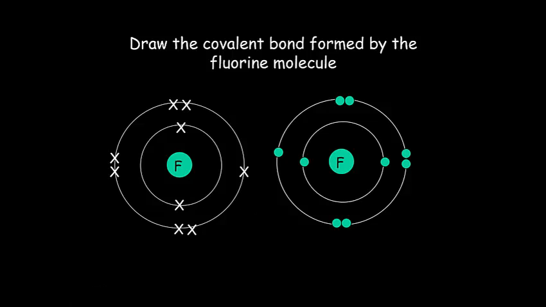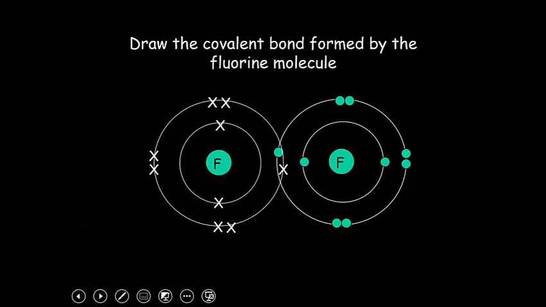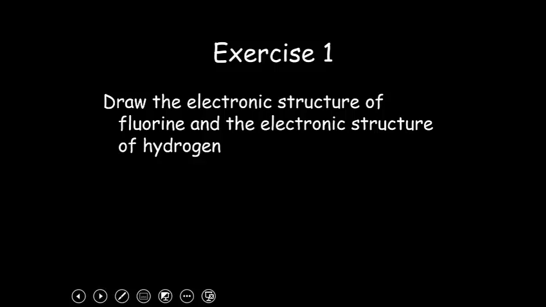If we wanted to draw the bond formed by the fluorine molecule, well, fluorine is F2, so we start with 2 fluorines, and then they're going to come together to fill that gap in their outer shell. Okay, so they share 1 pair of electrons, so that each of them thinks they have 8 electrons in their outer shell.